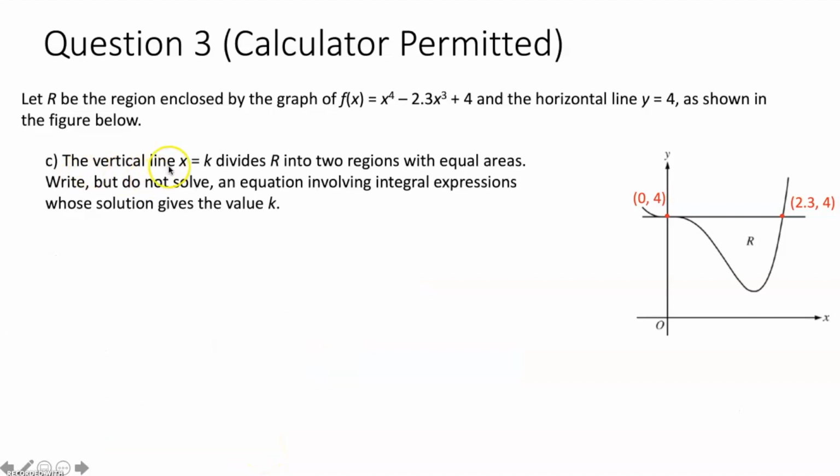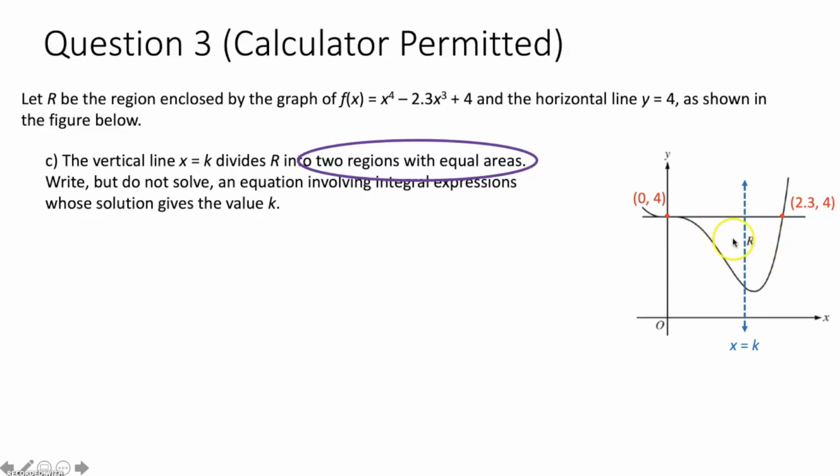Part C says the vertical line x is equal to k divides R into two regions with equal areas. Write but do not solve an equation involving the integral expression whose solution gives you the value of k. So in this question, they're inserting a vertical line x is equal to k somewhere in region R. And it's going to divide region R into two regions with equal areas. And what we're tasked with doing is writing but not solving an equation involving integral expressions whose solution gives the value of k. So how would we write an integral expression involving the areas of each of these equal regions?